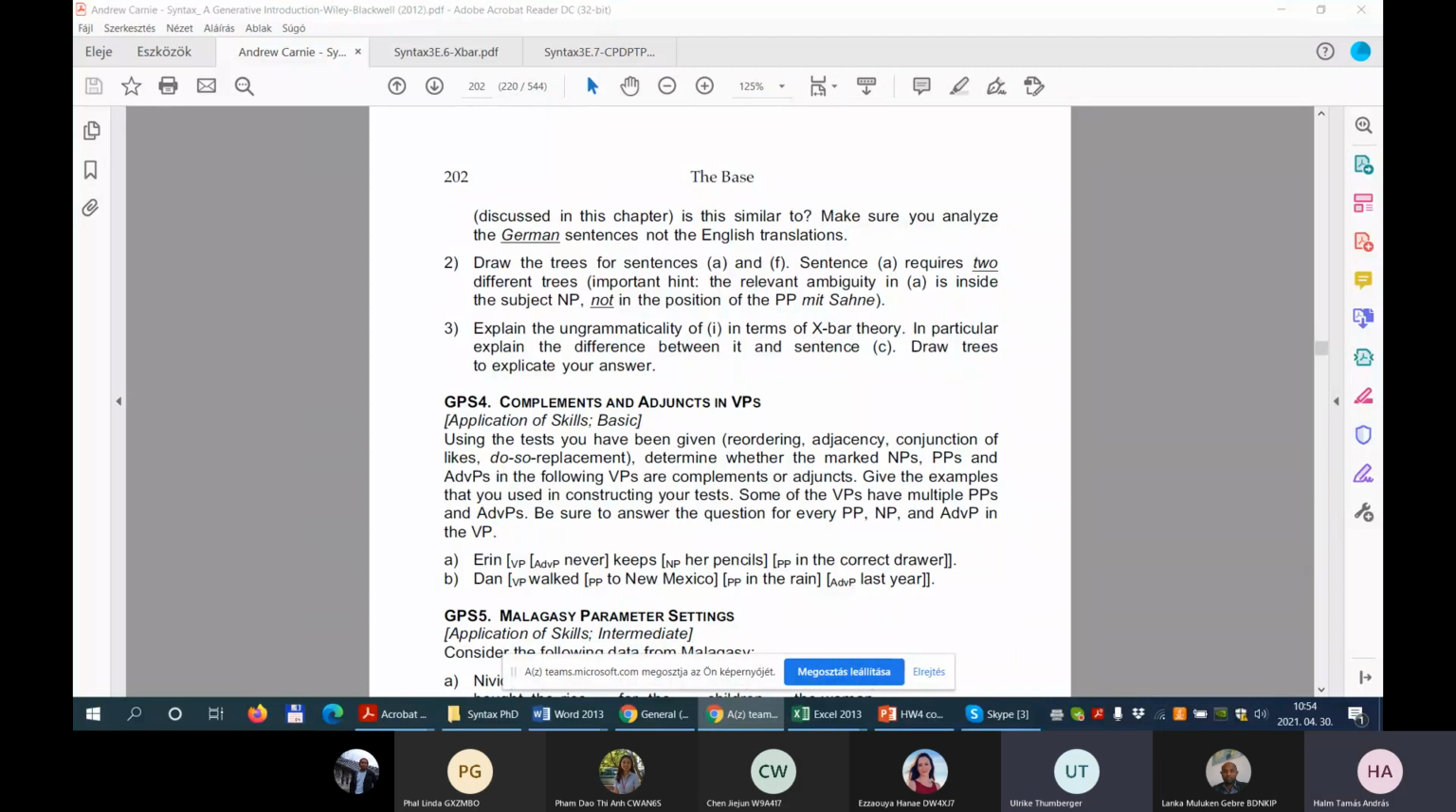My argument is for one thing, I played around a bit with do so replacements. So I had the sentence, Erin never keeps her pencils in the correct drawer, and do so replacement, which works perfectly, is but Chauvin always does so. But then if I try to change this and say, but Chauvin always does so her rulers, this does not work. And another solution, like, but Chauvin always does so on the table, does not work as well. So I think that in the correct drawer is a complement to keep.